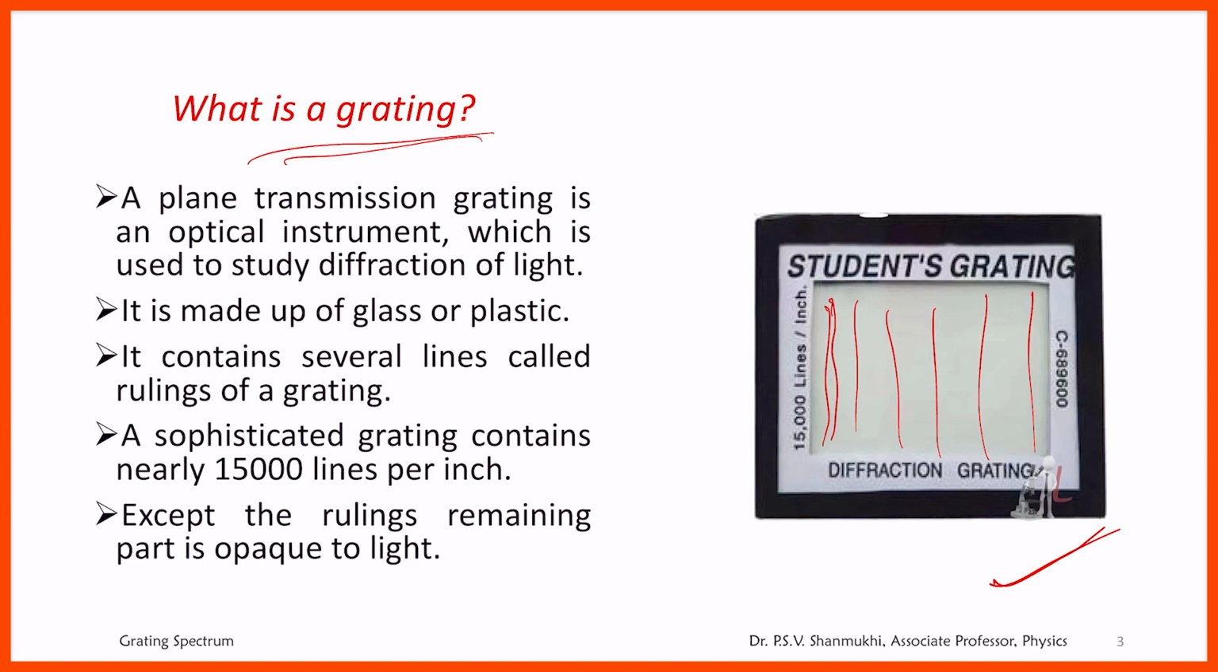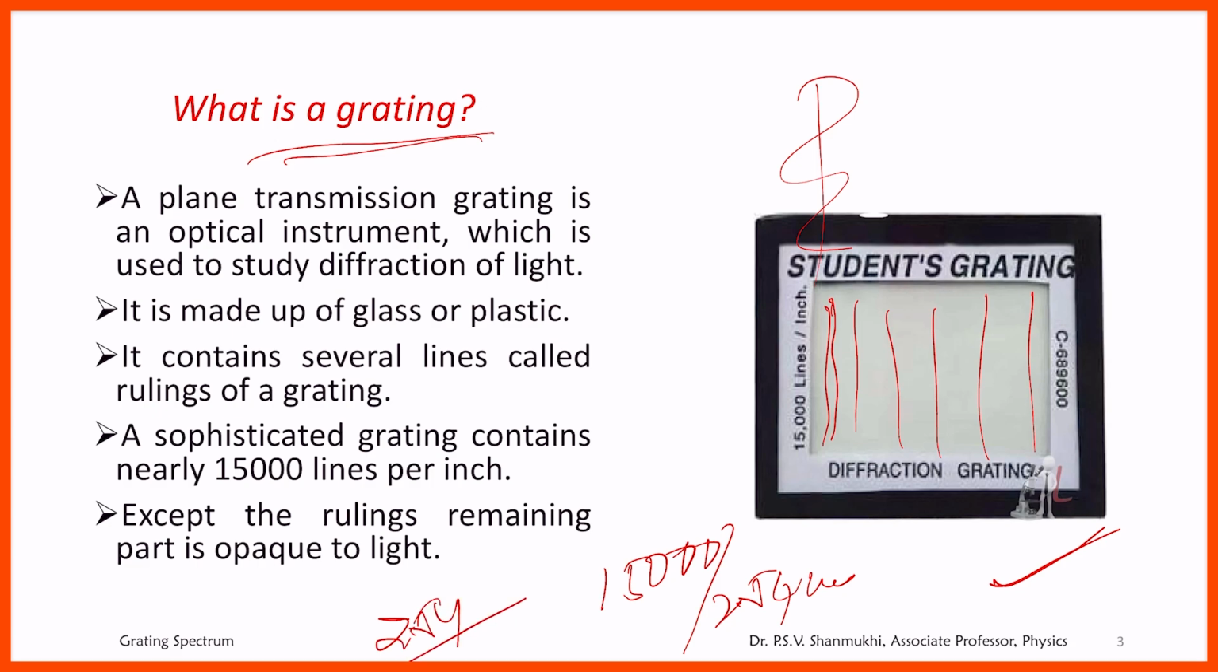Suppose these lines are acting like rulings of a grating, and light is passing through them. Here there are 15,000 lines per inch, that is, per 2.54 centimeters. What is the separation of the slits? 2.54 divided by 15,000 centimeters. That means nearly the order of 10 power minus 4 centimeter, so it is near to the wavelength of visible light.